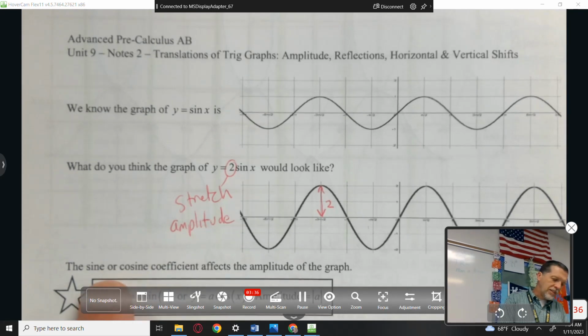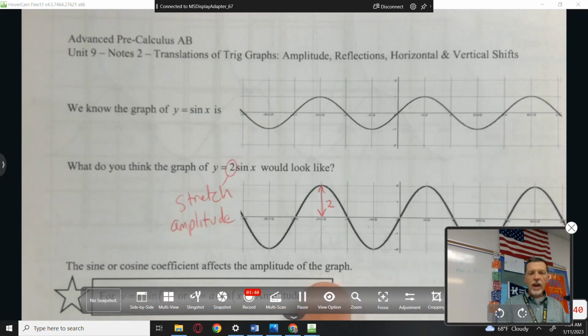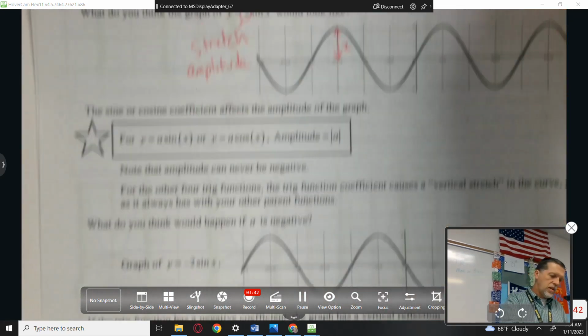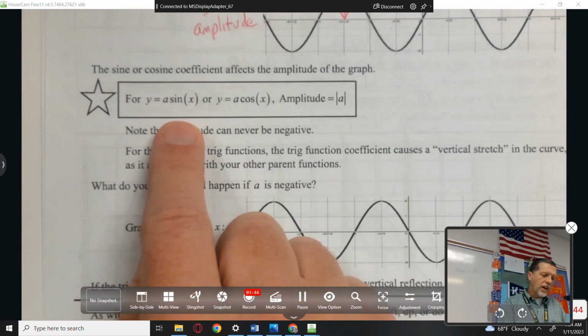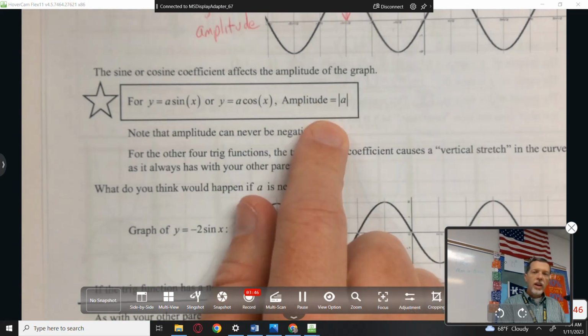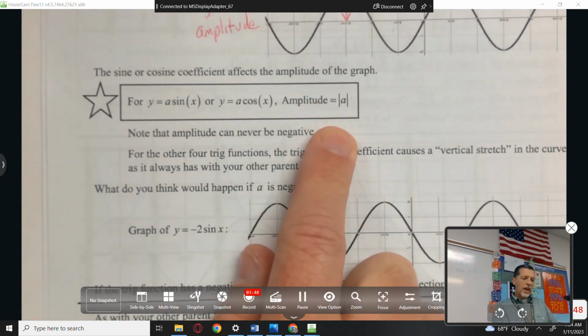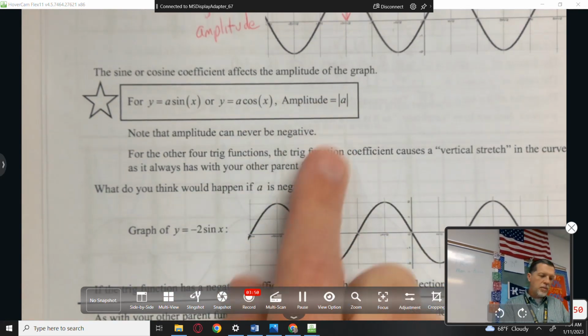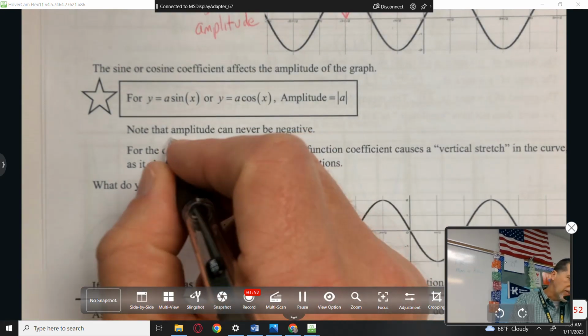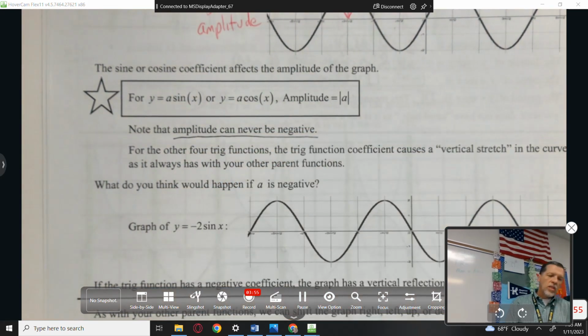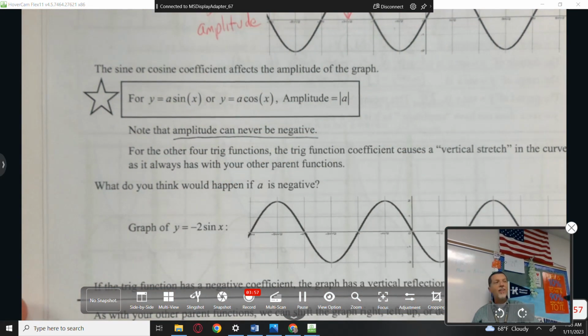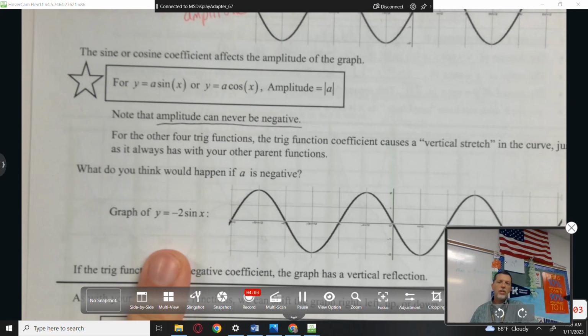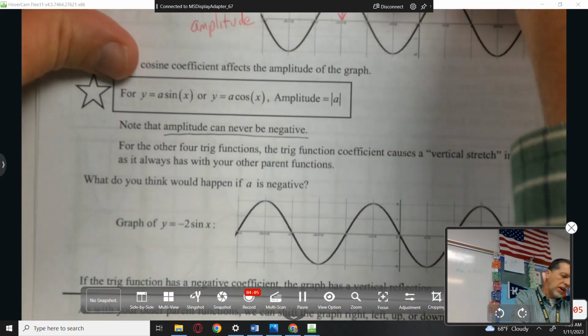And that's what the next line says. The sine or cosine coefficient affects the amplitude of the graph. For y equals a sine of x or a cosine of x, amplitude is always the absolute value of a. Basically, amplitude is never negative. All right, so even if we put a negative a on there, yes, that would flip the graph. That's what this next one is. So it flips it. Let's be careful here.